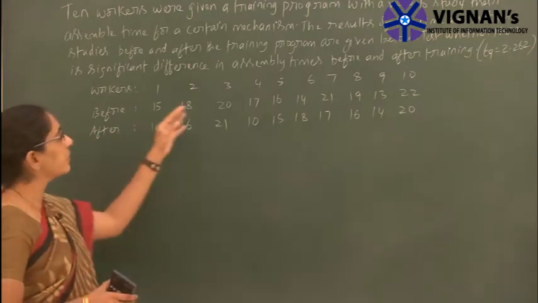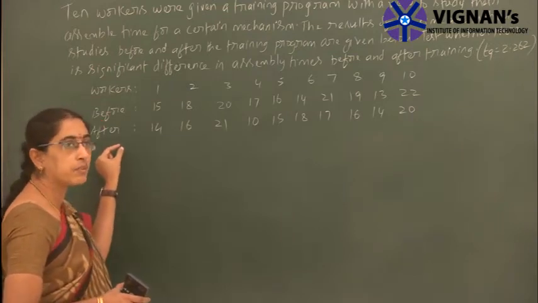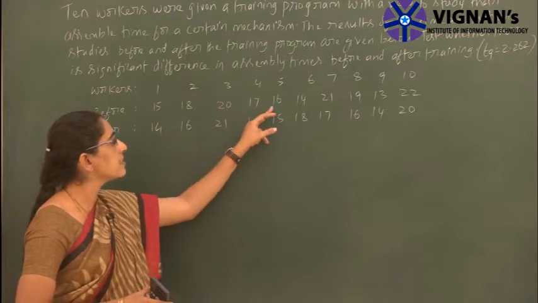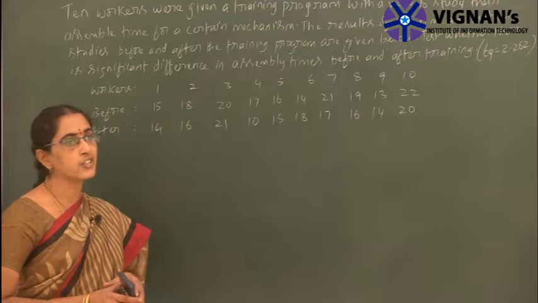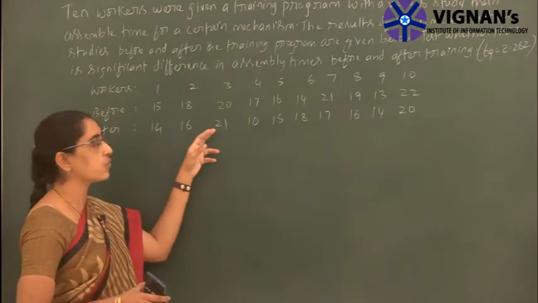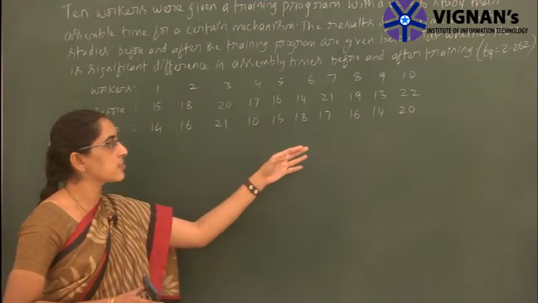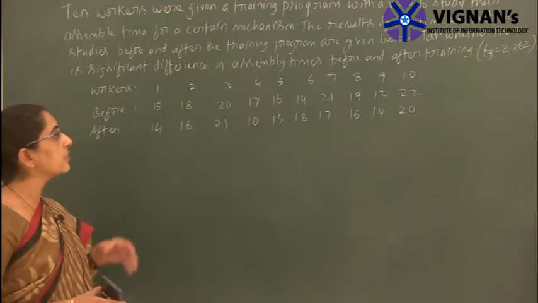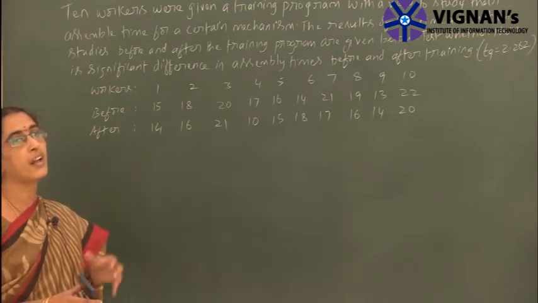So here the number of workers is 10. Before training it is 15, 18, 20, 17, 16, 14, 21, 19, 13 and 22. And after training it is 14, 16, 21, 10, 15, 18, 17, 16, 14 and 20. Now they are asking you to test the significant difference between the assembly times before and after training.